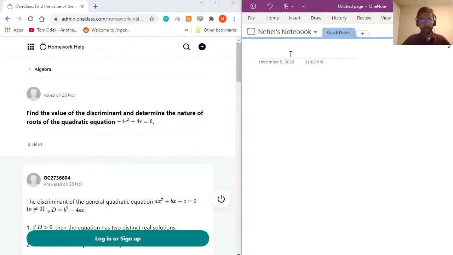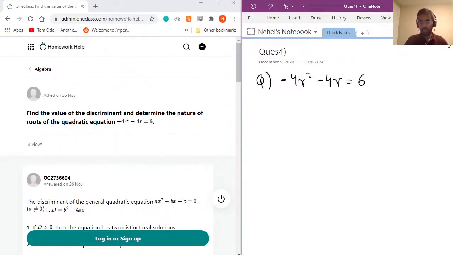Okay, so question number 4. Find the value of the discriminant and determine the nature of the roots of the quadratic equation. So we're given a quadratic equation, negative 4r squared minus 4r is equal to 6.